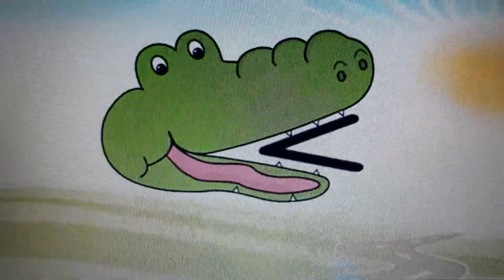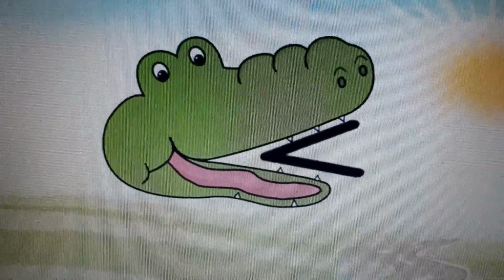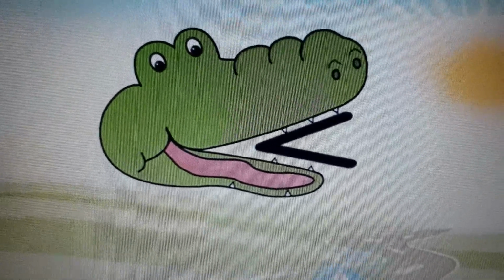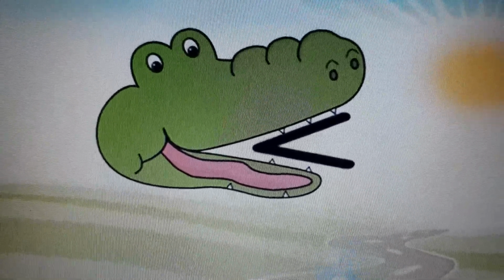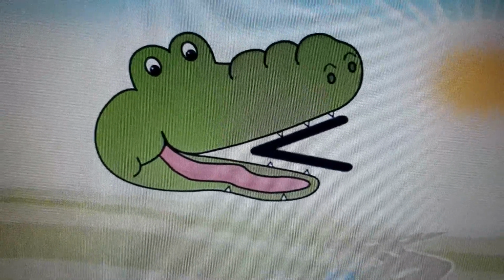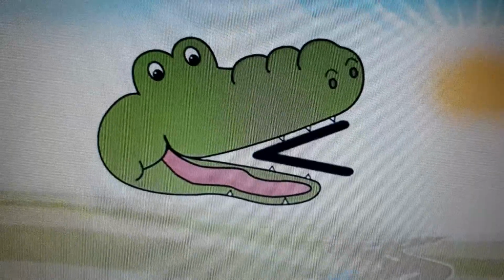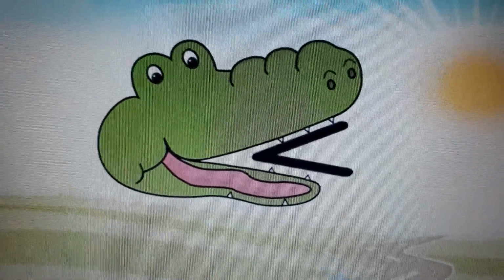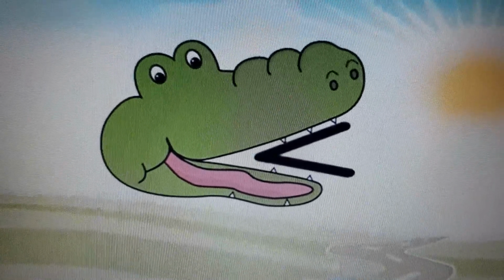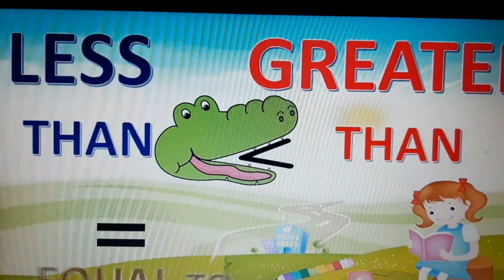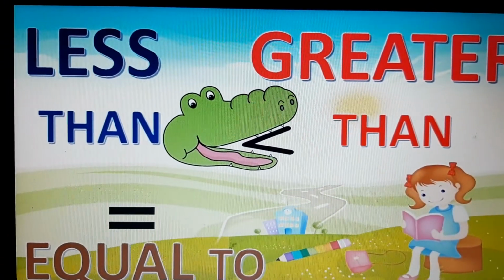This Croco always remains hungry. And you know what it does? It wants to eat the big number always. But to understand that, let's see some examples. So, today we are going to learn greater than, less than, and equal to.